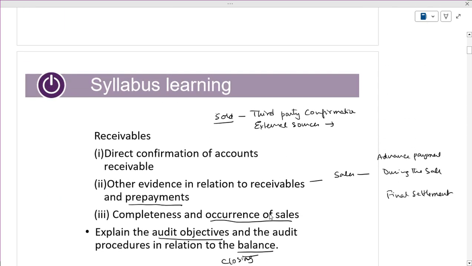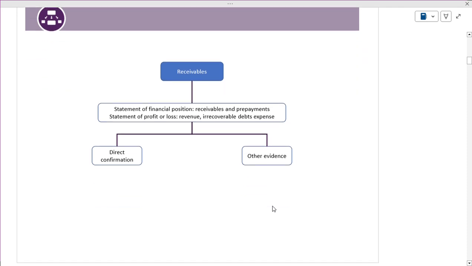These are the things we will cover in short. Statement of financial position: you will have receivables, and you have payment paid in advance. Statement of profit and loss account: revenue will be there.